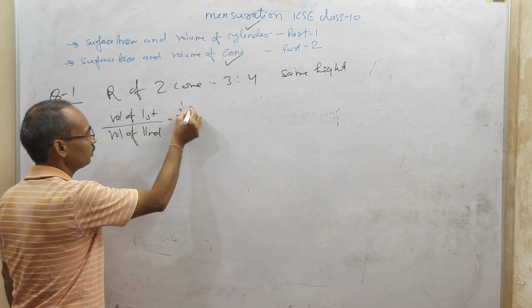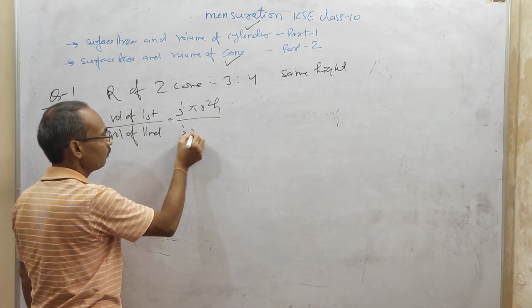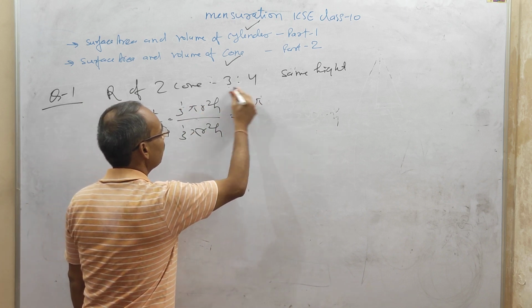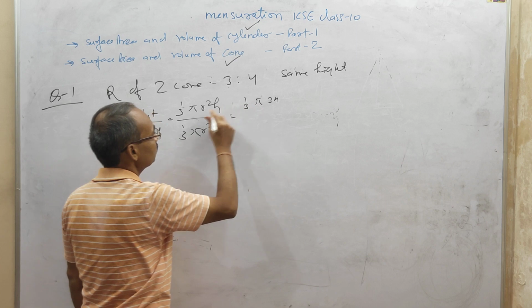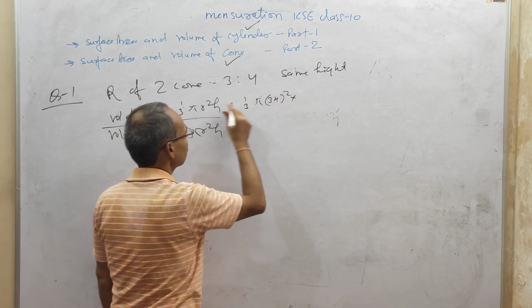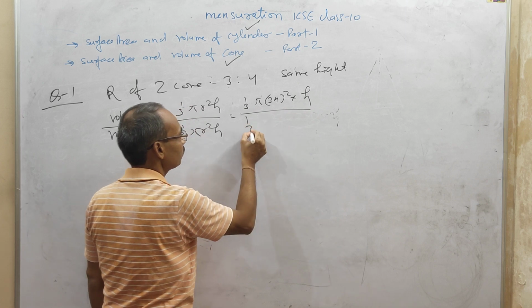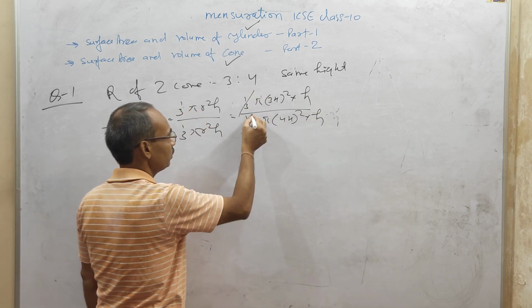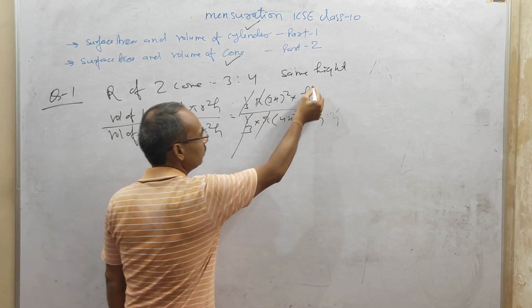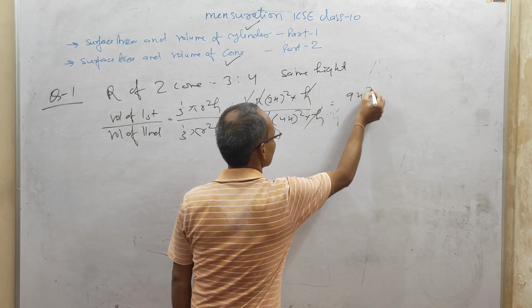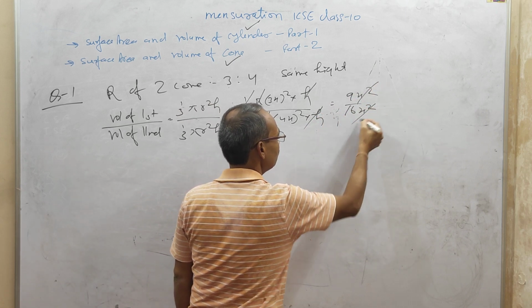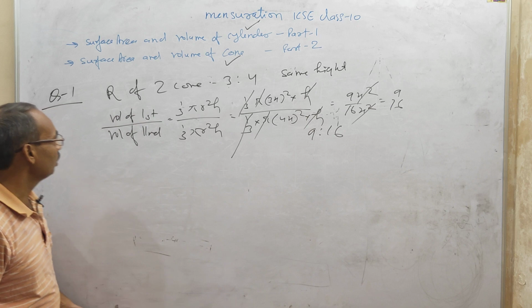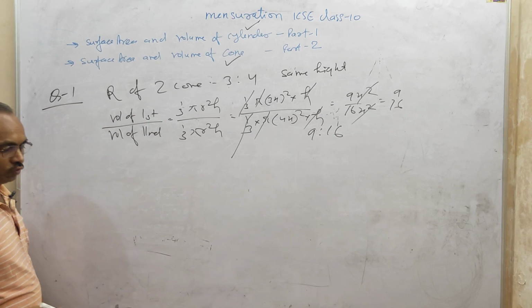We know that the volume is 1 upon 3 pi r square h. For the first cone, the radius is 3x, so 1 upon 3 pi into 3x square into h, and h is the same height, while the second is also 1 upon 3 pi into 4x square into h. Reducing 1 upon 3 pi h, we get 9x square upon 16x square, x square cancels, giving 9/16. The answer is 9:16, the ratio of the volume of the first to the volume of the second.